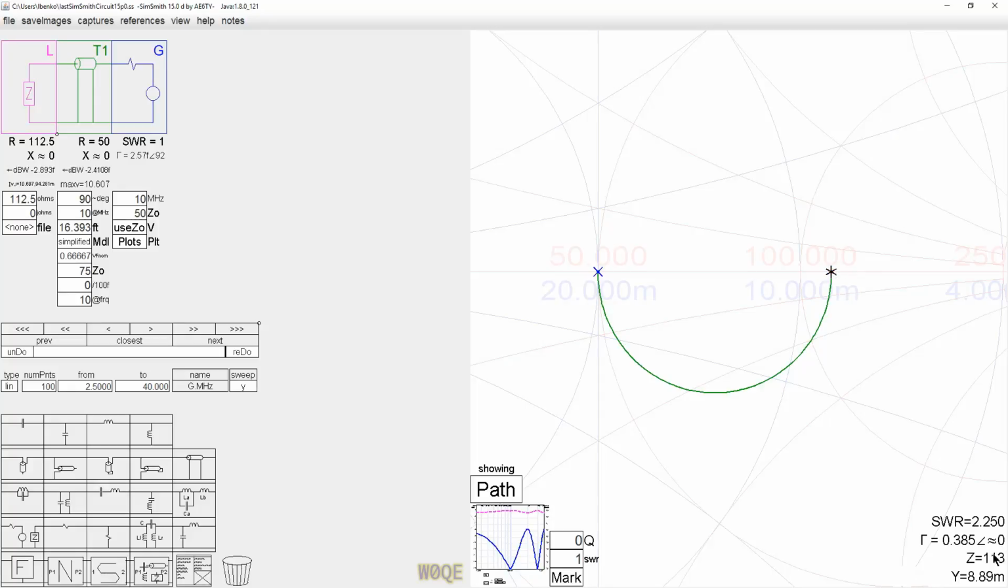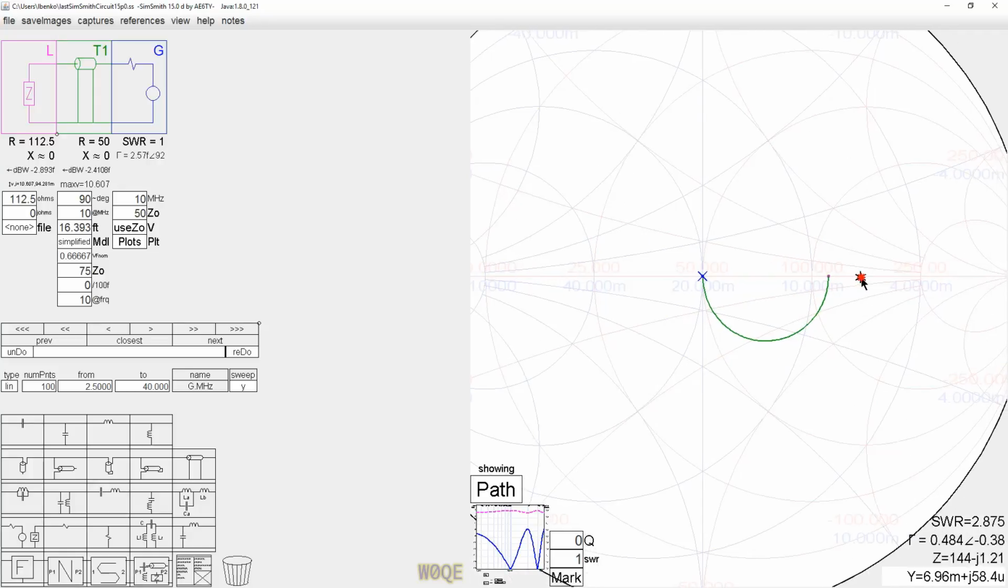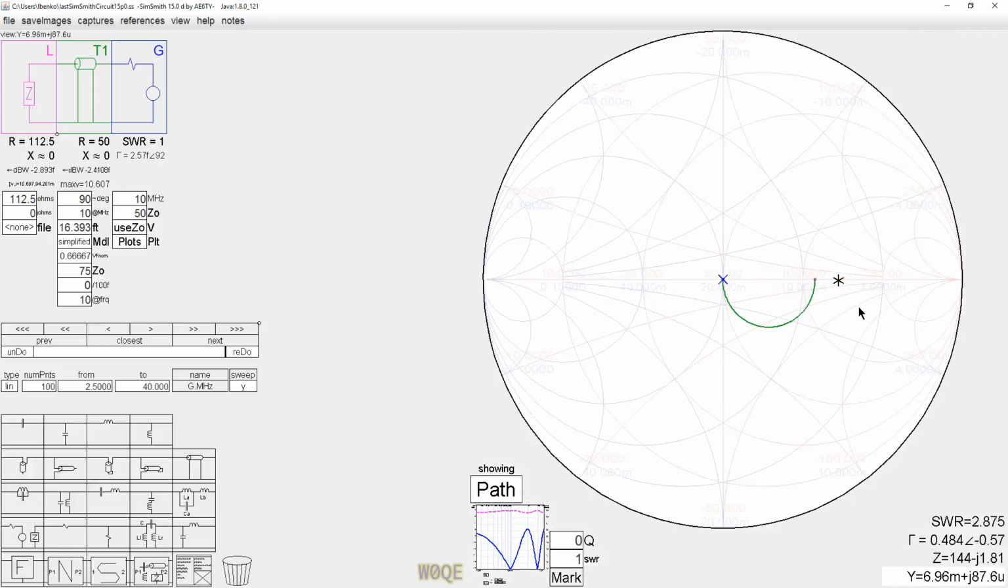This impedance is 112.5 plus J0. What happens if you built an antenna and it ended up being, let's just say the endpoint was not there, but it was there instead? And again, full wave loop generally is in this range.